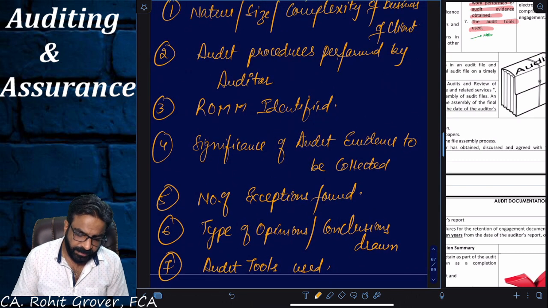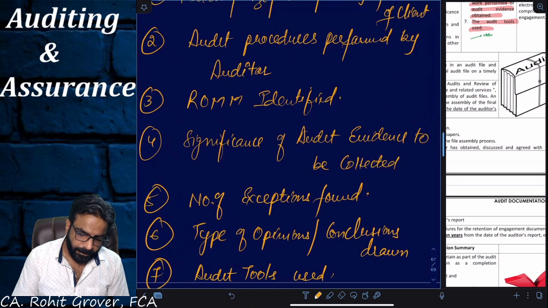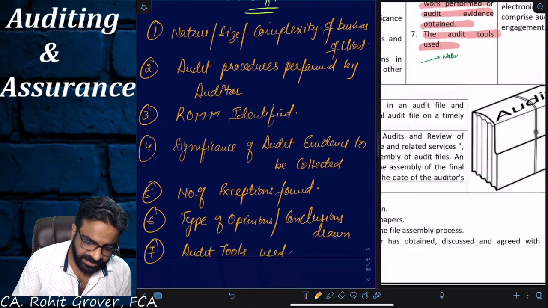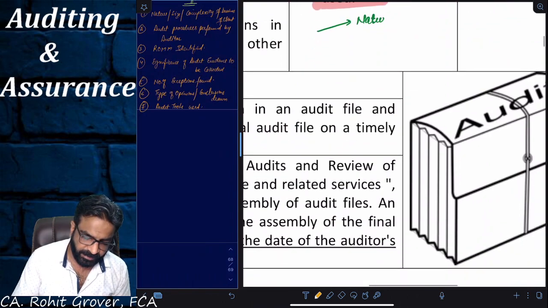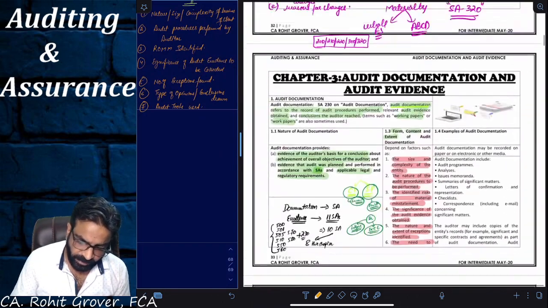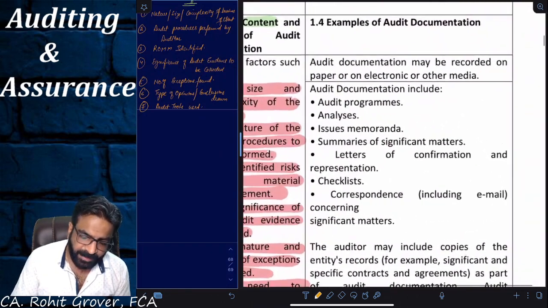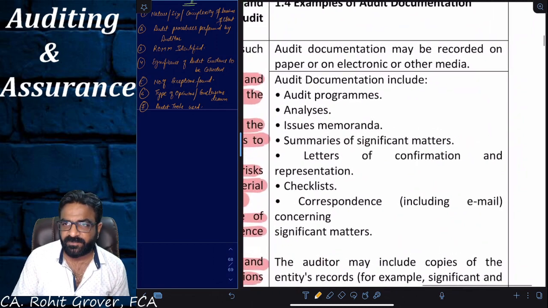Yes, can I move forward? Yes, so we can move forward. So let us understand the next topic, everyone. What is our next topic? We have to go to the page number 1 again. Examples of audit documentation have been given in front of you.